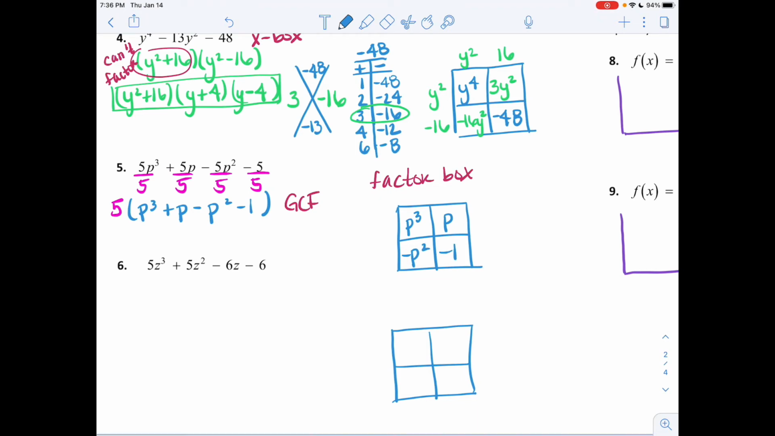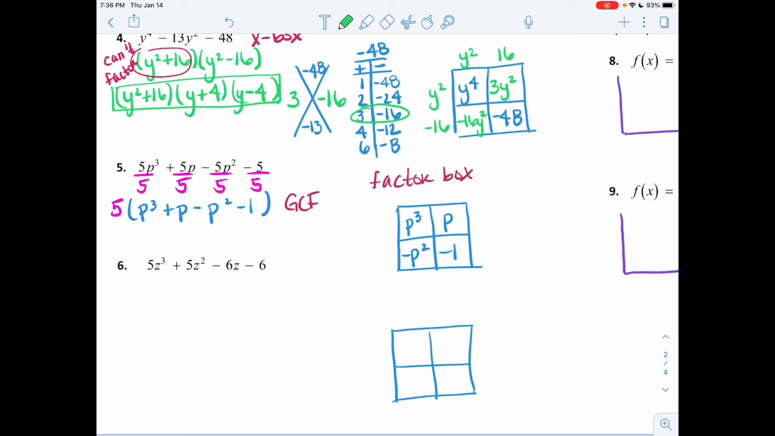And now I'm ready to look for GCFs across each row and down each column, just like I did with my Xbox method up here and previously in example 1. We just didn't have to do the X part of the Xbox first because we already have 4 terms. So it's actually easier to factor a polynomial than a quadratic.